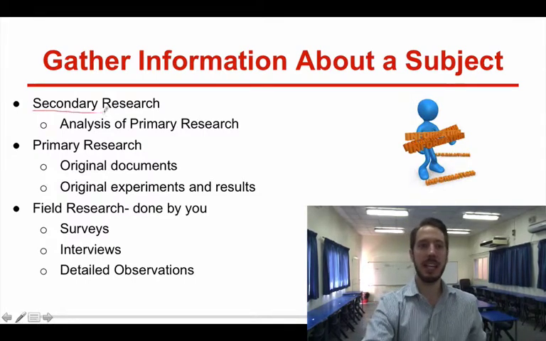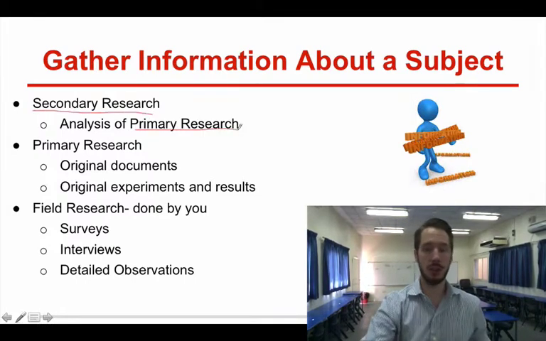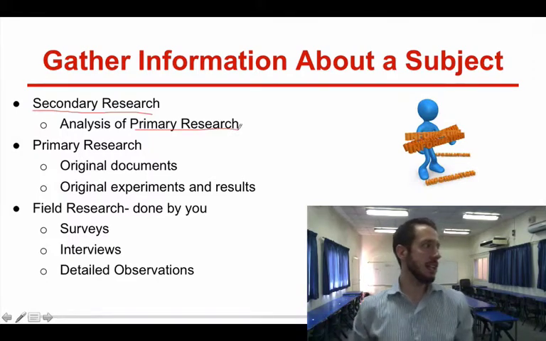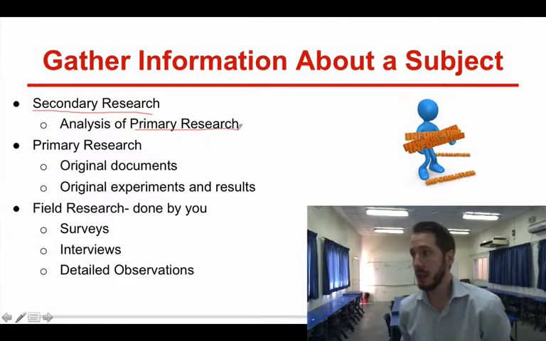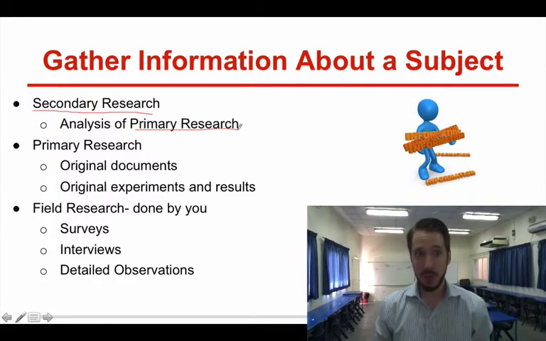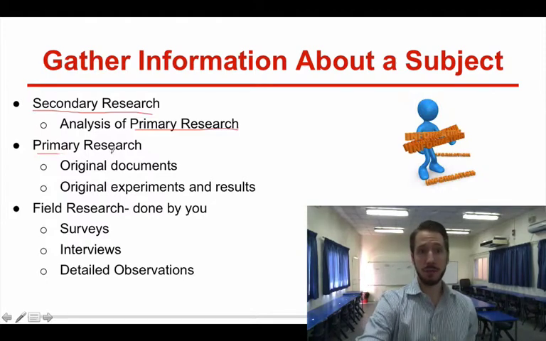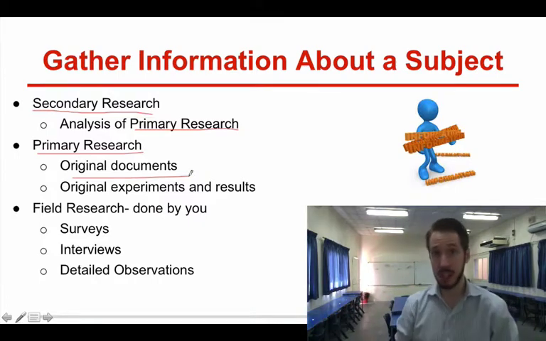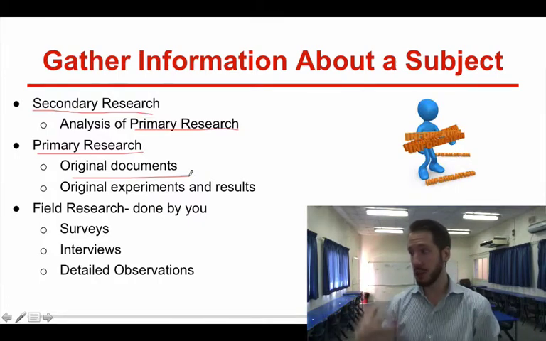This is basically analysis of primary research. So it is analysis of an experiment that was done in a lab. It is analysis of a historical period, looking at multiple sources from a particular battle. Primary research is looking at the original documents. It's the original letters by George Washington. It's the original experiment done by Stanford University. It's the original notations of J.R.R. Tolkien when he's writing The Hobbit.